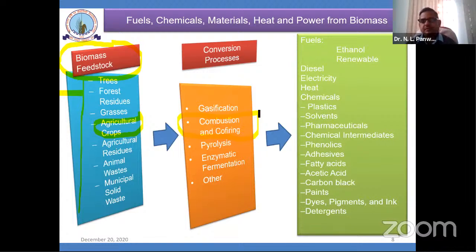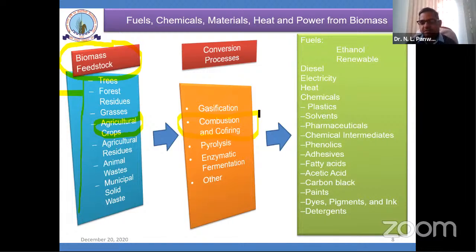So ultimately, we are utilizing this crop residue for enhancing the income, and they go through waste management. Crop waste management is there if you go for co-firing. Co-firing is combusting two fuels at a time. And pyrolysis, no doubt, we are getting liquid fuel, some phenolics, adhesives, fatty acid, some acetic acid.